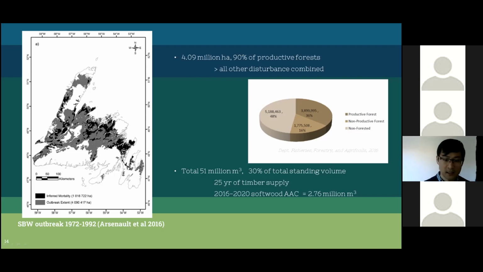And nowadays we set it to 2.7 million cubic meters. And if we're going to see a similar amount of defoliation and damage as in the 70s, this is still like 20 years of our timber supply that is going to be lost to budworm in the future. So it's quite an impact on the market, on the industry. The mill's going to shut down, jobs are going to be lost. That's why it's a problem.